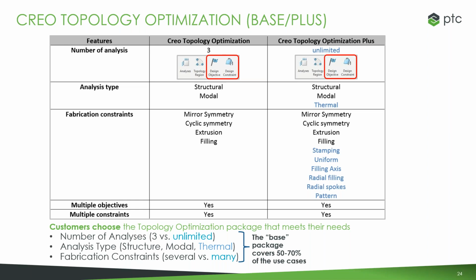And then next we have types of analysis, so structural and modal, and that's going to be considered in the standard topology optimization. And then you would utilize the plus package to see something like the thermal analysis. And finally, the fabrication constraints I mentioned earlier. We have the most common ones included with just the base package, but there's a bunch of other ones that you can utilize in the plus package. So whatever your needs or requirements happen to be, we definitely have you covered.